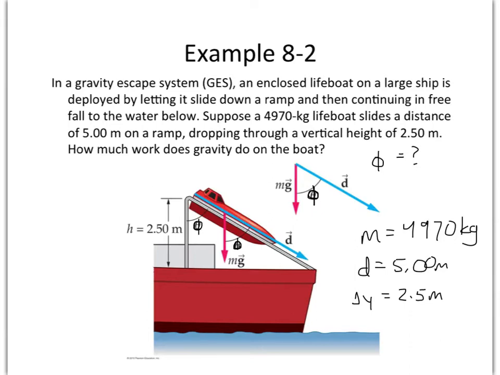If we can find out that, we know our displacement, we know our mass, we should be able to figure out what the work that is being done is. All right, so let's find out what that is. So we have this triangle right here, this right triangle. How do we find out phi?